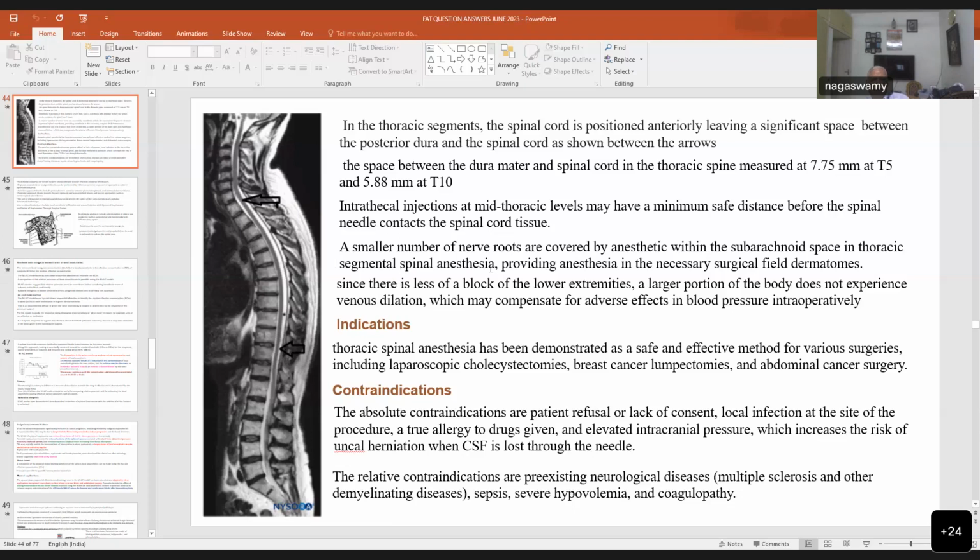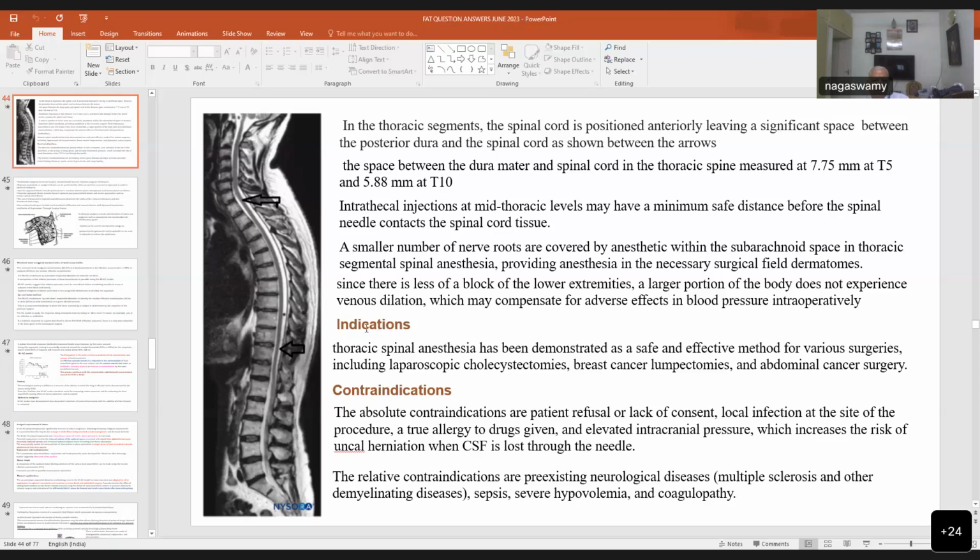A smaller number of nerve roots are covered by anesthetic within the subarachnoid space in thoracic segmental spinal anesthesia, providing maximum surgical field dermatomes. Since there is less block of the lower extremities, a large portion of the body does not experience venous dilatation. This is the biggest advantage, which may compensate for adverse effects on blood pressure intraoperatively.